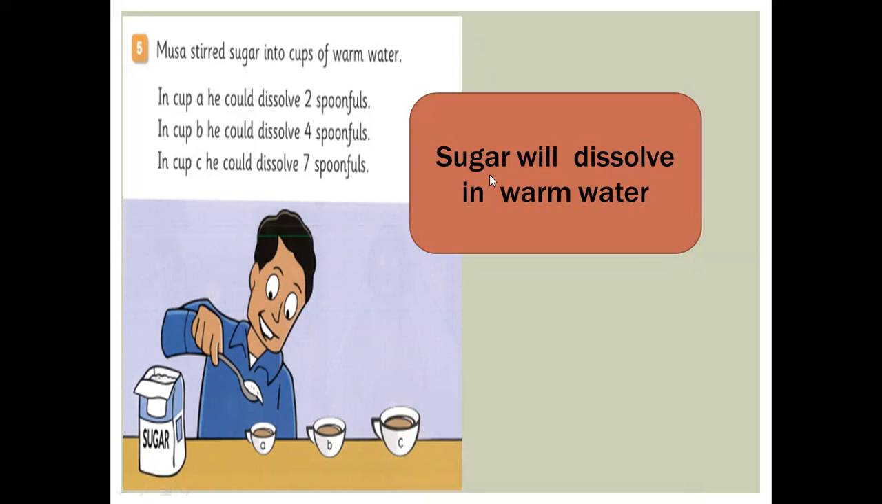Sugar will dissolve in warm water. We have studied that sugar dissolves in water easily, and in warm water it will dissolve all the sugar. In the first cup, 2 teaspoons. In the second cup, B, 4 teaspoons. And in the third cup, 7 teaspoons. So the sugar will dissolve in warm water.